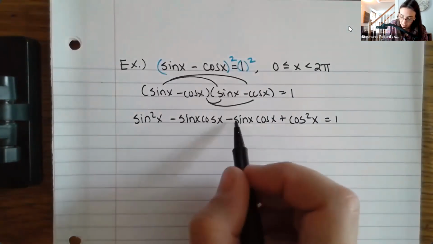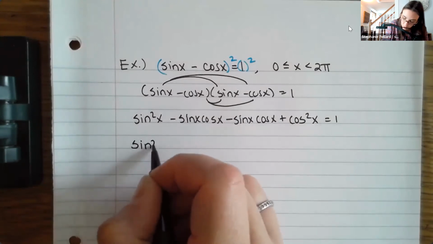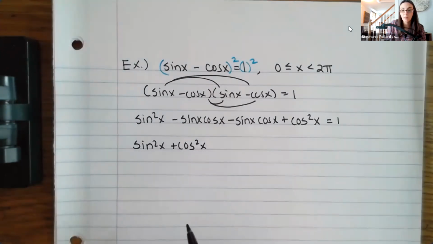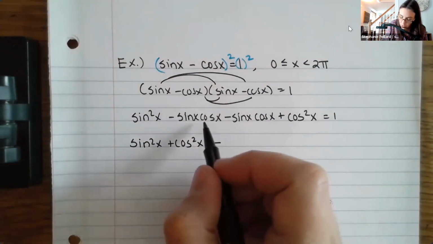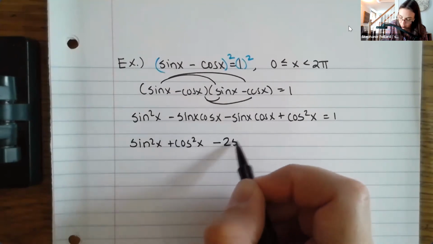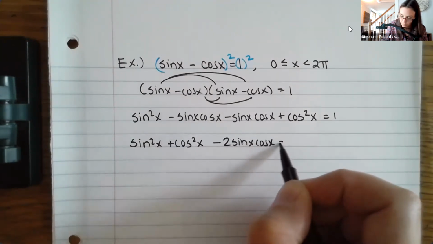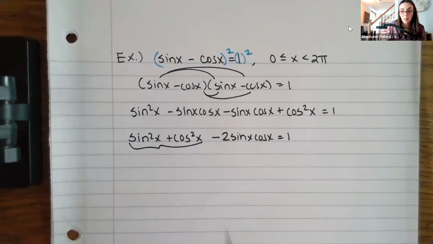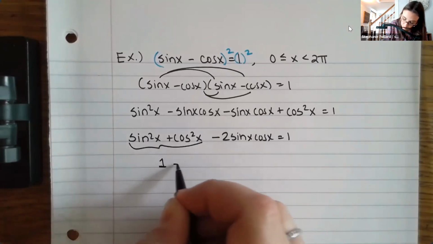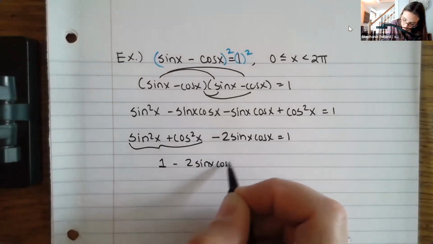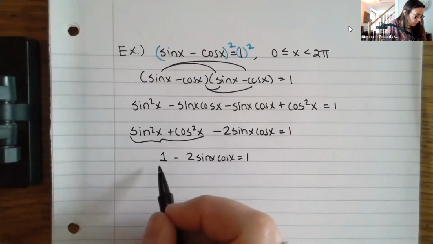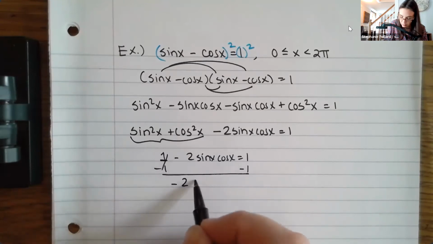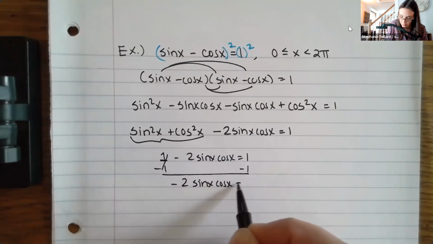Now in the middle here, we can combine these, and I'm also going to move the cosine squared up here because I know that these two are going to add together to become 1. I have 2 of these, so it becomes minus 2 instead. Now, this here is the Pythagorean identity. Sine squared plus cosine squared equals 1. I'm going to keep solving here. I'm going to subtract 1 from both sides. So I have negative 2 sine x cosine x equals 0.